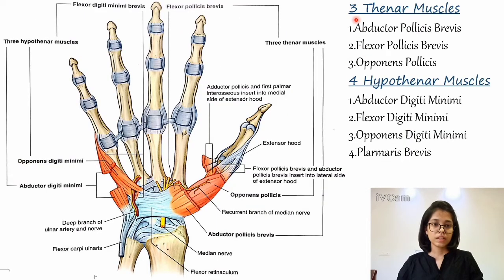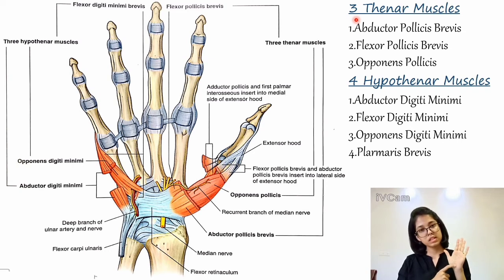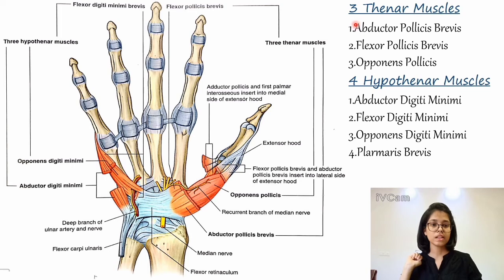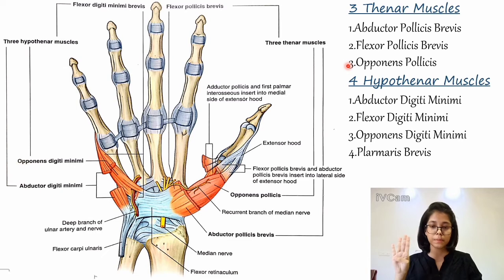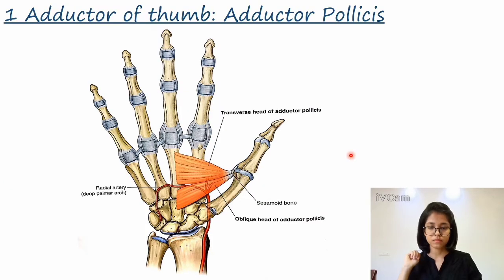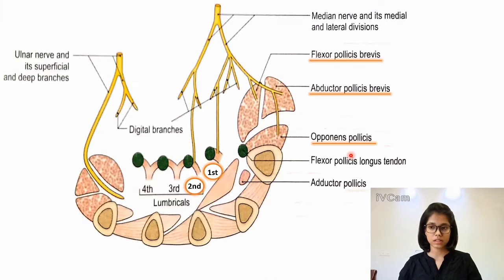Then we have 3 thenar muscles. So here you can see this is the thenar eminence that is formed by 3 muscles, that is abductor pollicis brevis, flexor pollicis brevis and opponens pollicis. And this is the hypothenar eminence that is formed by 4 hypothenar muscles that include abductor digiti minimi, flexor digiti minimi, opponens digiti minimi and palmaris brevis. Lastly, we have one adductor of thumb, that is adductor pollicis.